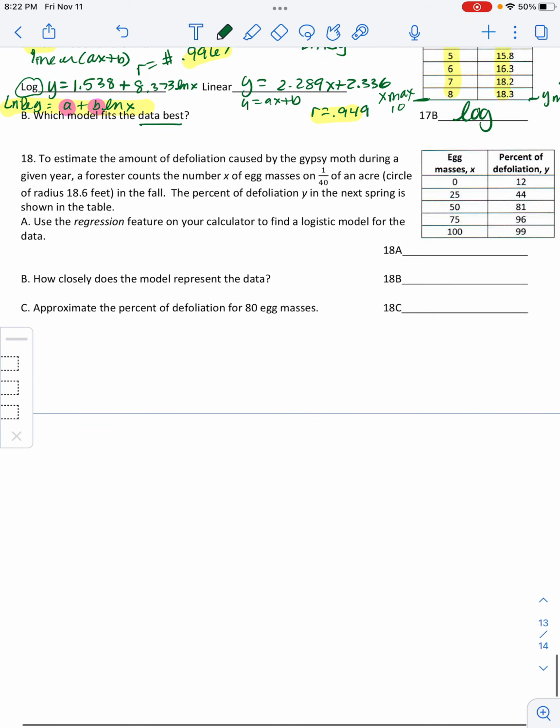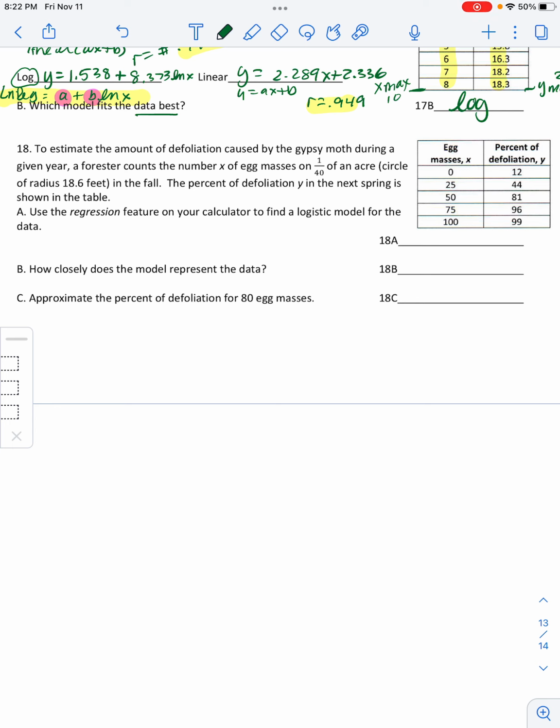Okay, and then in the last one, I'm looking at defoliation caused by the gypsy moth. I hate that when that happens.